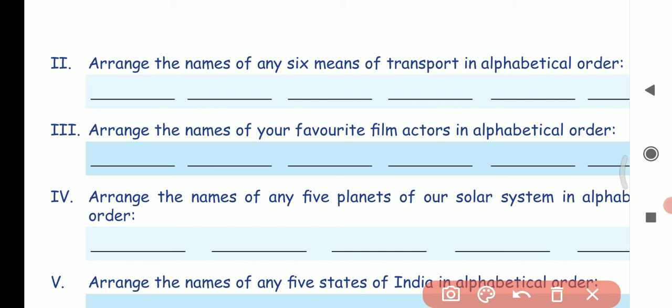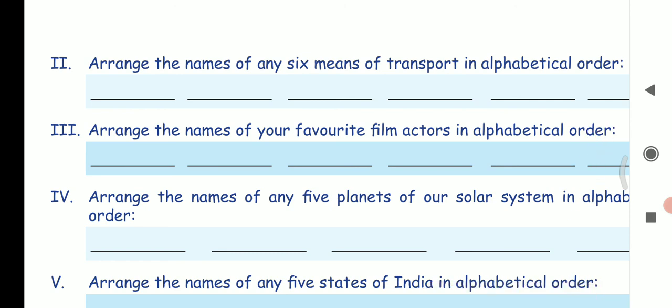Next we have question number 4. Arrange the names of any 5 planets of our solar system in alphabetical order. So you have to arrange the name of 5 planets. There are total 8 planets: Mercury, Venus, Earth, Mars, Jupiter, Saturn, Uranus and Neptune. So you can pick any 5 and write in alphabetical order.